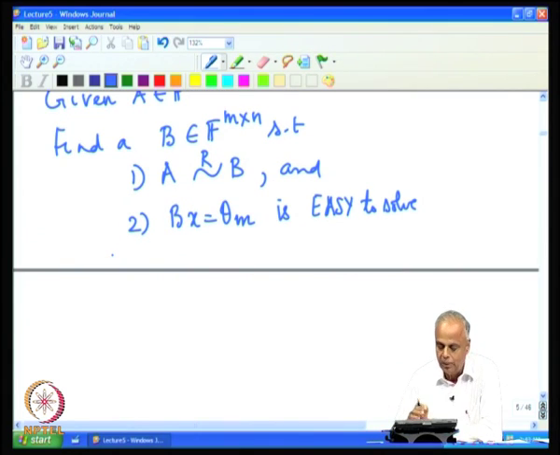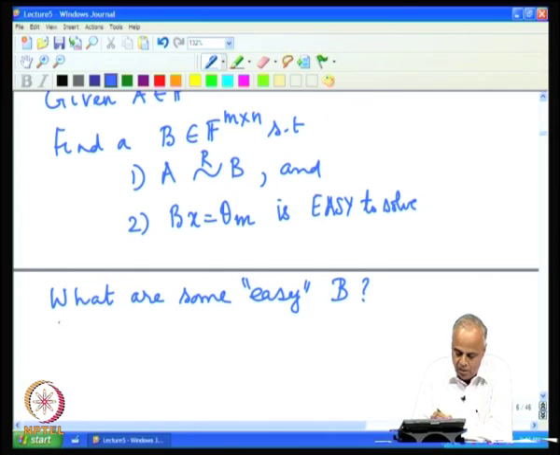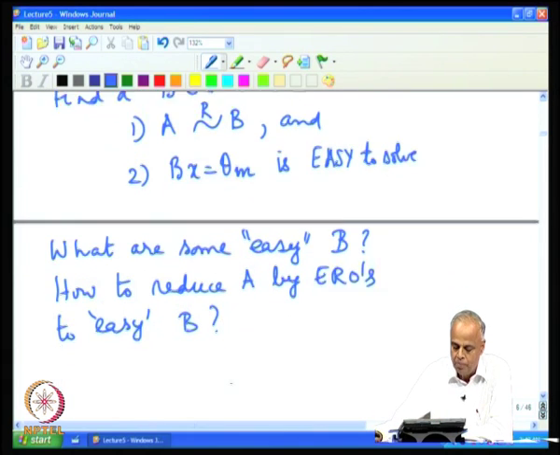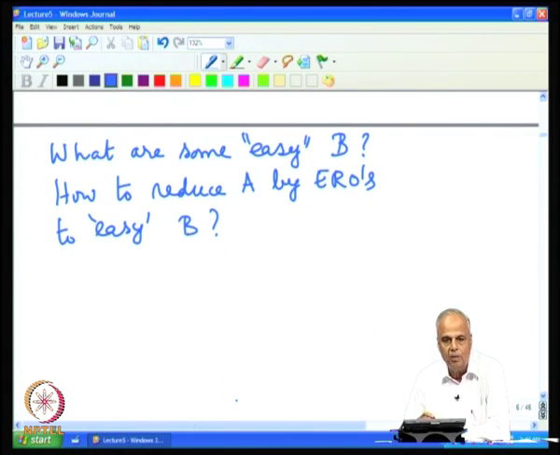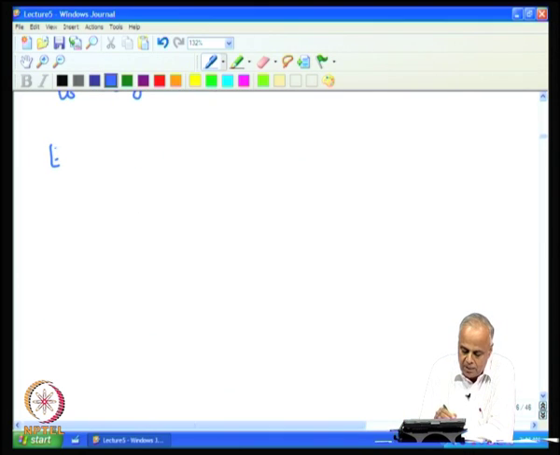So, the question therefore is, what are some easy B's? In other words, what are such B's for which the system is easy to solve, and then how to reduce A by EROs to easy B's. These are therefore the fundamental questions in solving homogeneous systems. We shall look at the first question, what are some easy B's? So, let us look at a simple example.